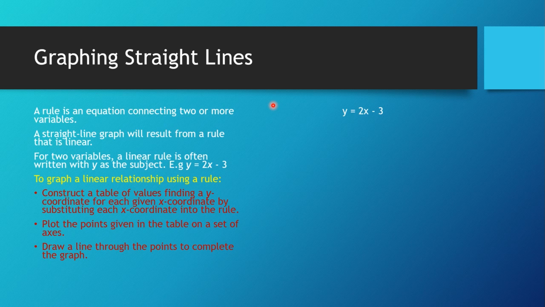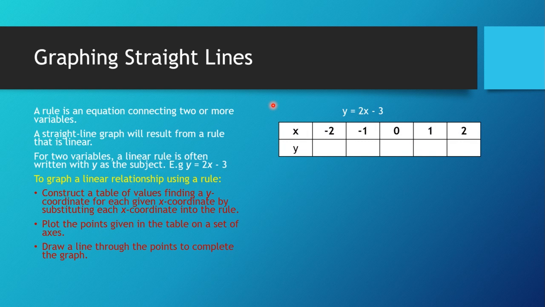Here is our equation. We'll look at y equals 2x minus 3. Here is our table of values. We have chosen some x values, a range of x values, so that we get a good idea of what the line looks like. Now we need to work out the y value for each of these x values. So when x equals -2, we work out 2 times -2, take away 3. That turns out to be -7.